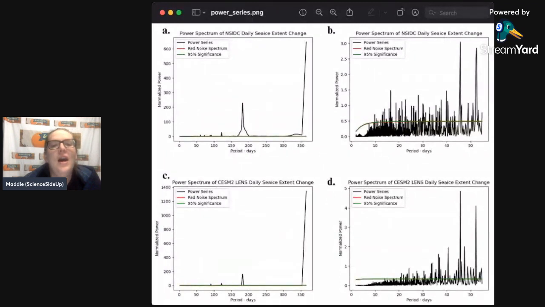So this is actually comparing the power spectra of two different data sets. What I do is take the daily change in sea ice concentration over about 40 years, and I am interested in where it has significant power. Notice my y-axis is normalized power, and my x-axis is a period of days. So instead of sea ice concentration versus time, this is normalized power versus period.